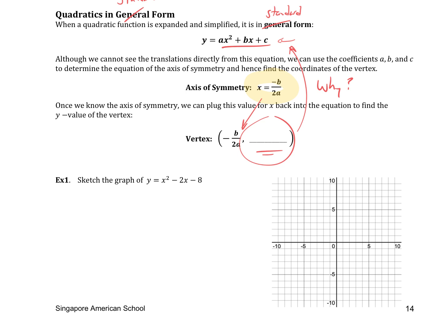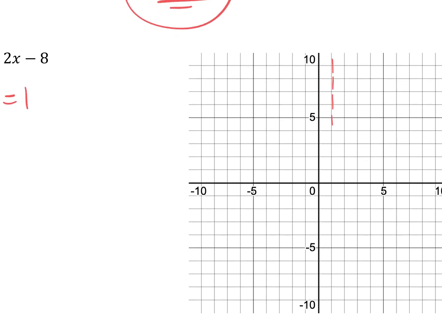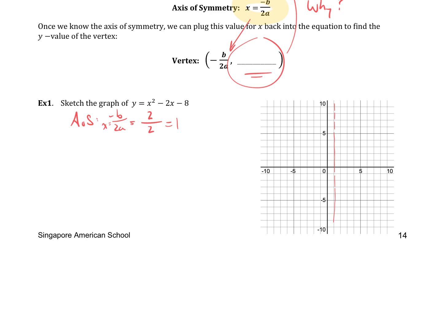It's not like I can go straight to the vertex. The best I can do is get the axis of symmetry, and that's going to come from negative b over 2a, which here is negative b, which is positive 2, over 2a, which is 1. Actually, I should say x equals 1. So I know that this is the axis of symmetry. Somewhere along there is a point that is the vertex.